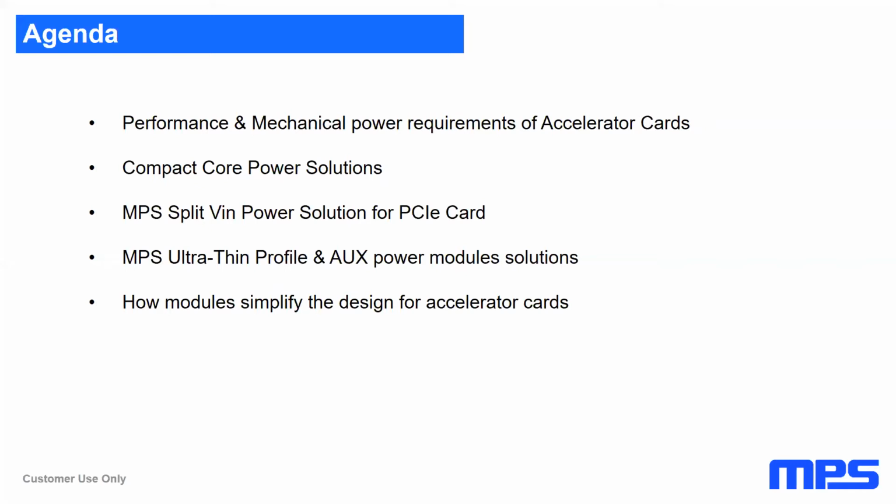Then we're going to focus on the core solutions for these devices. MPS has a very good offering of core power solutions for these very high current demand devices. Then we're going to briefly talk about our split VN solution, which is a one-of-a-kind novel solution on the market, and a key application use for accelerator cards. Then we'll talk a little more about some other ultra-thin auxiliary power solutions we have, and finally sum up how all of that makes designing these accelerator cards simpler and easier using MPS power modules.